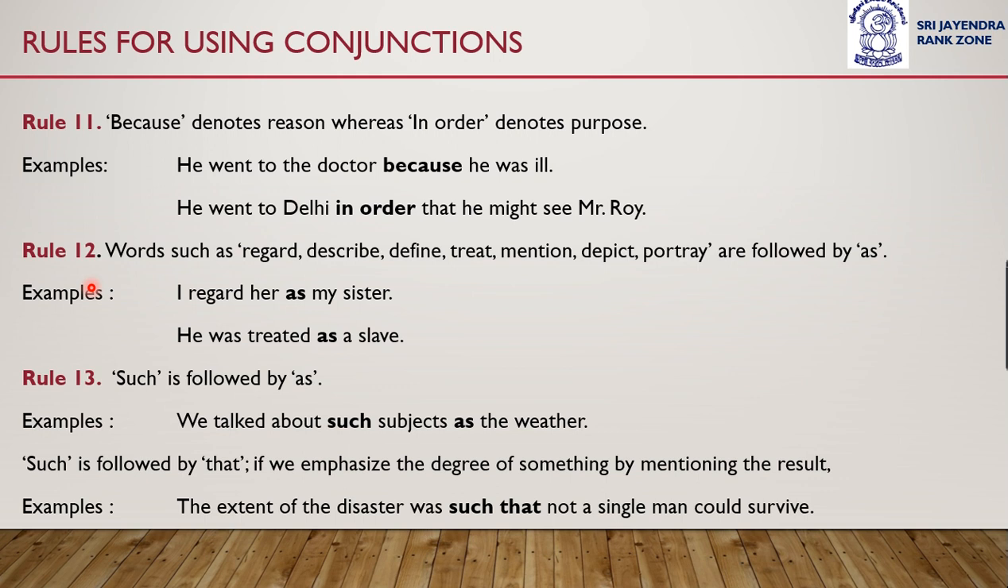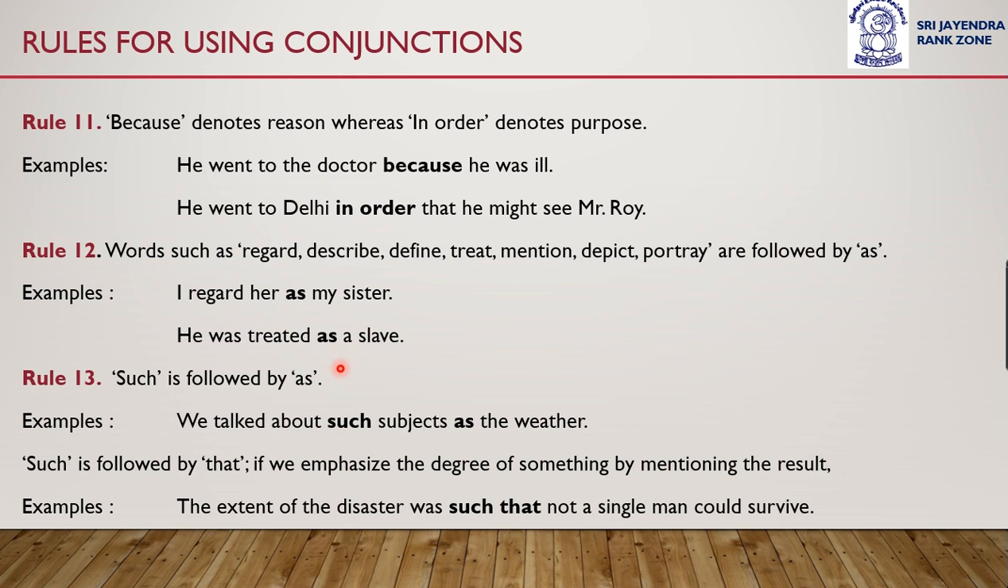Rule number 12. Words such as regard, describe, define, treat, mention, depict, portray are followed by as. For example, I regard her as my sister. He was treated as a slave. So after regard and treated, we used as. So words such as regard, describe, define, treat, mention, depict, portray are followed by as.